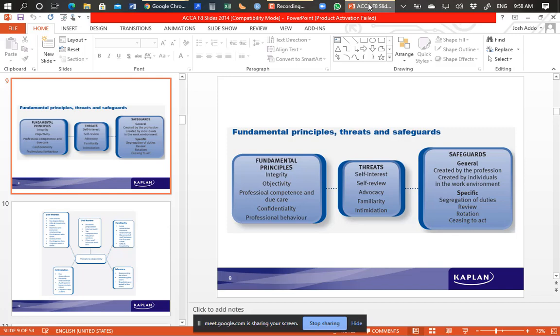That's what it means. Confidentiality as another fundamental principle of professional ethics. What do you say about that one?